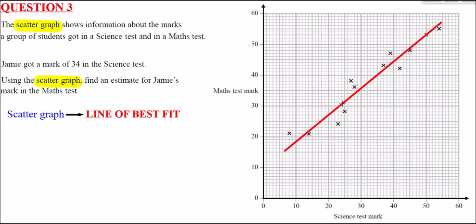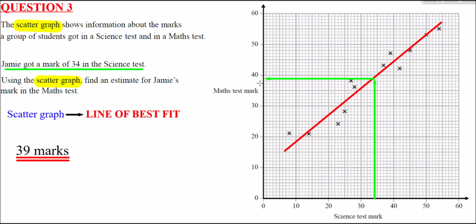Now we can use this line of best fit to answer the question. Jamie got a mark of 34 in the science test. So Jamie scored here. So what we can do now is do a vertical line up until we hit the line of best fit, and then along, and we can read off the corresponding maths test mark, which is our estimate for what he would have got in the maths test. So get your rulers out. You should see it's something a little bit like this. Up and along. I personally get 39 marks, so my estimate is 39 marks on his maths test.